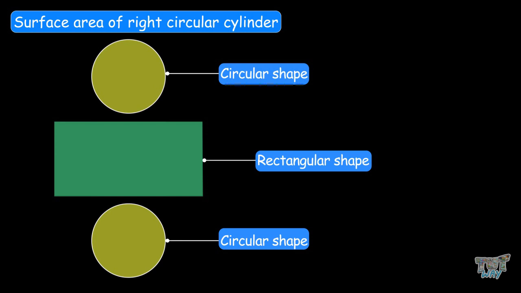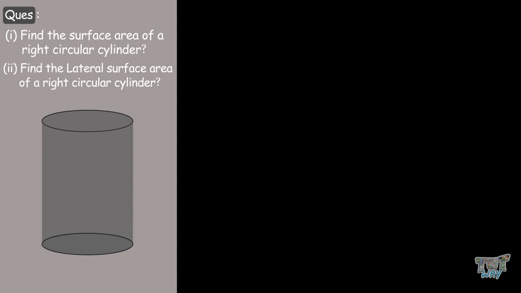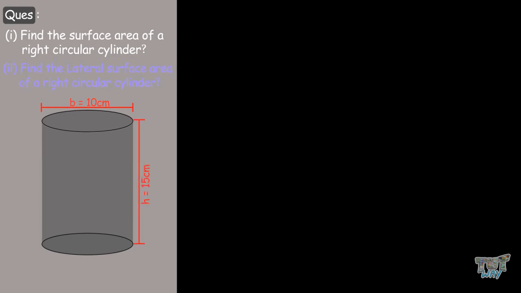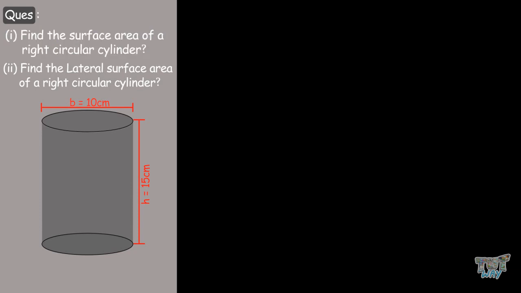So let's take an example of a right circular cylinder and find its surface area and lateral surface area. This is a right circular cylinder whose width is 10 centimeters and the height is 15 centimeters. We have to find its lateral surface area as well as the surface area. Now let's solve this question.